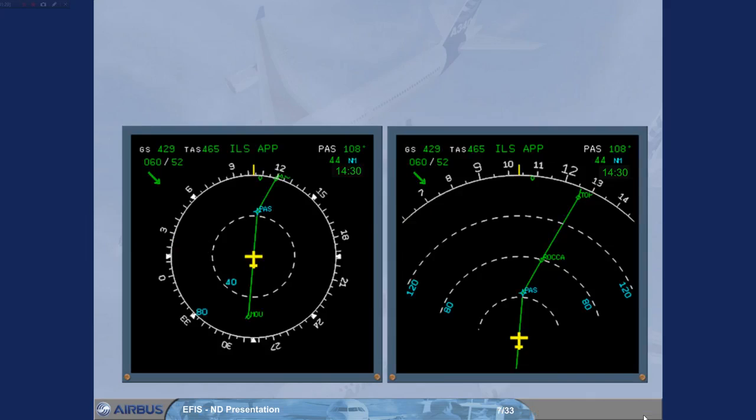The ground speed GS and the true airspeed TAS are permanently displayed on the top left corner. Below the speed indications is the wind data: wind direction, true north, wind speed, and an arrow to indicate the wind direction with respect to magnetic north. Here, wind from 60 degrees at 52 knots.